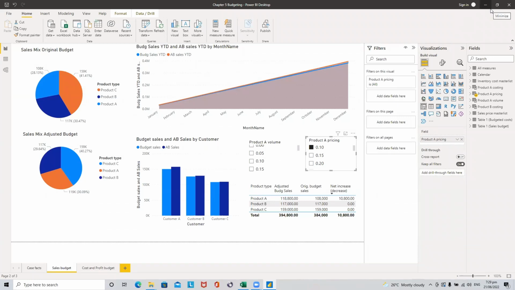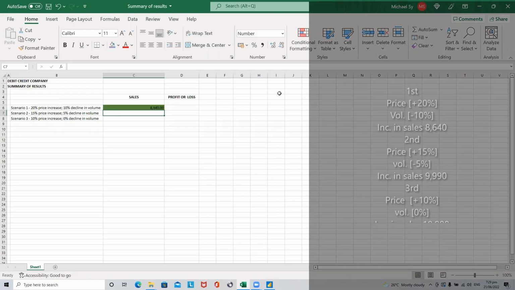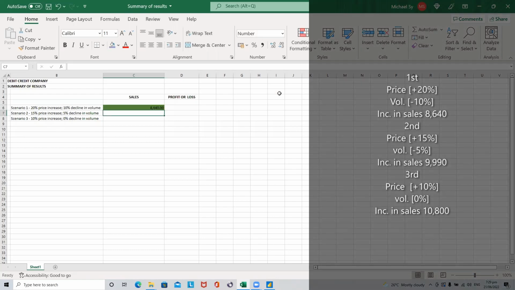Okay, so let's summarize everything in an Excel. For scenario one, total sales for the price increase at 20% with 10% decline in volume is at 8,640. For scenario two, which has the 15% price increase and 5% decline in volume, it is at 9,990.